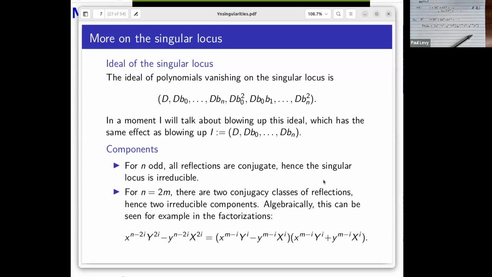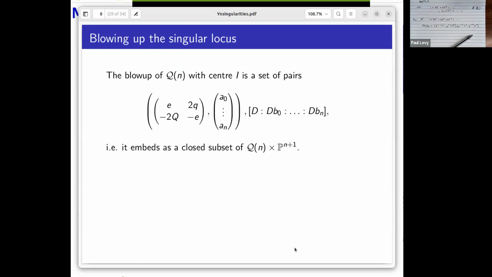And you can see that because these terms factorize. This will be important later on. Okay, so then what you do is you want to resolve this singularity, and an obvious choice is to just take the singular locus and blow it up. That doesn't always work, it's not always crepant, but in this case it does. It does give you a partial resolution of the singularity.